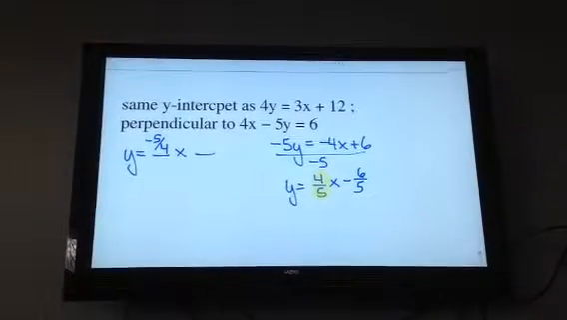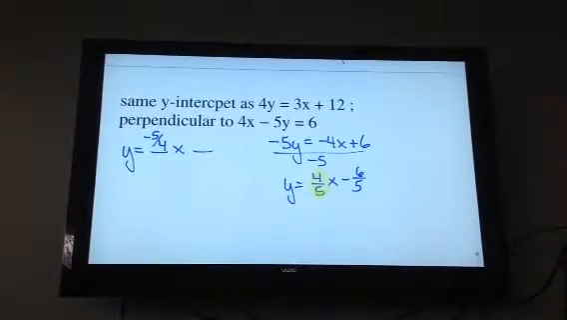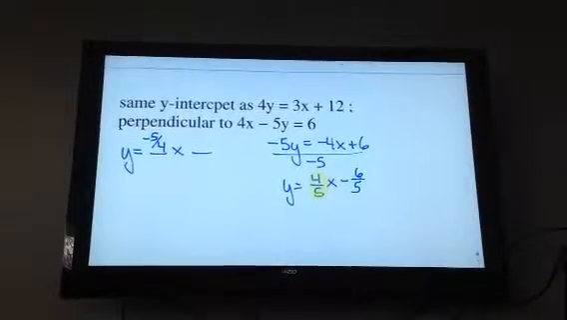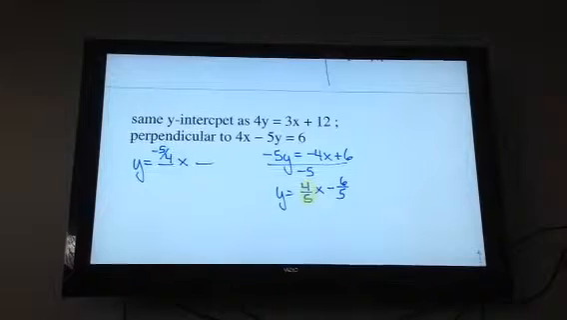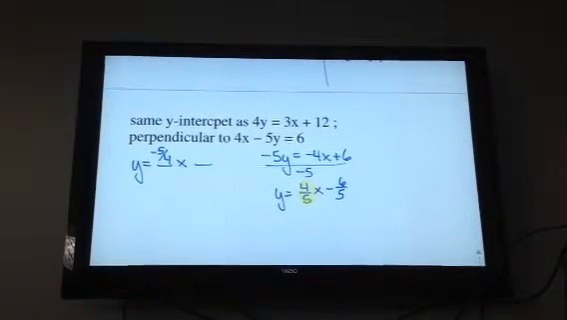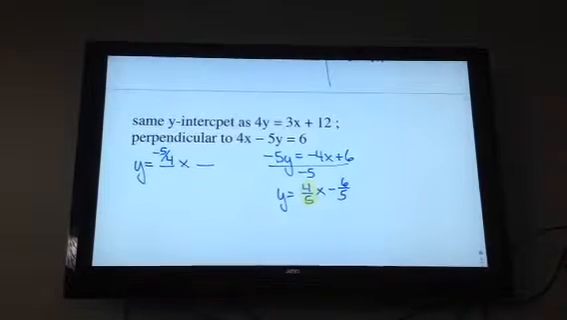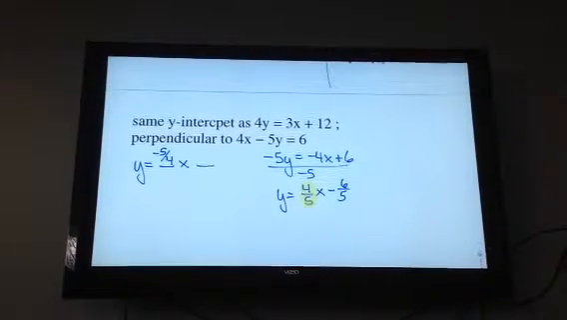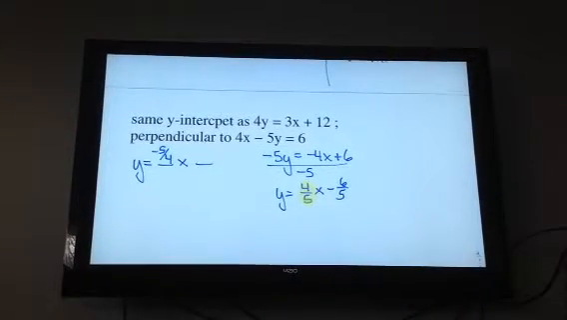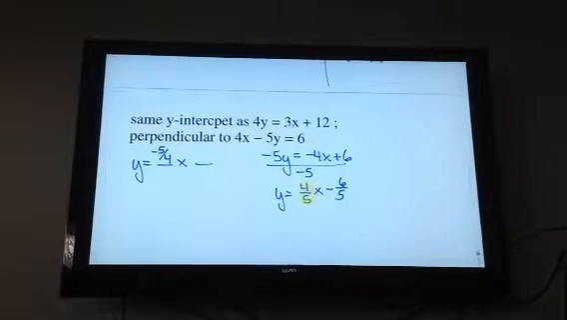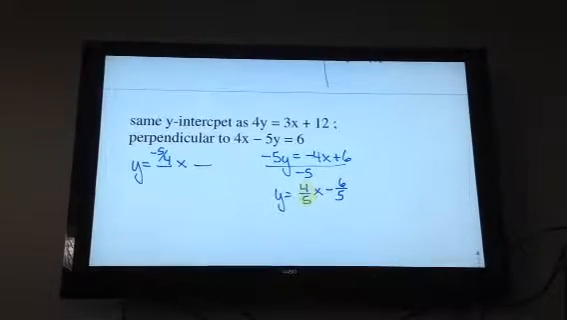The next one. Same y-intercept as 4y equals 3x plus 12. So I got to find the y-intercept of that line. I have two ways I can find the y-intercept. Think for a second. What are the two ways I can do? How can I find the y-intercept of 4y equals 3x plus 12? Two different ways.